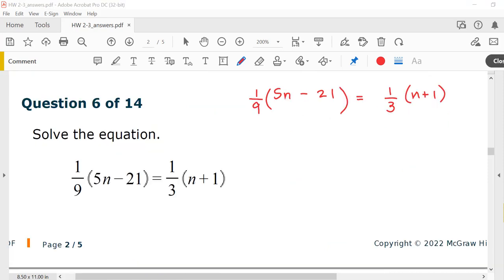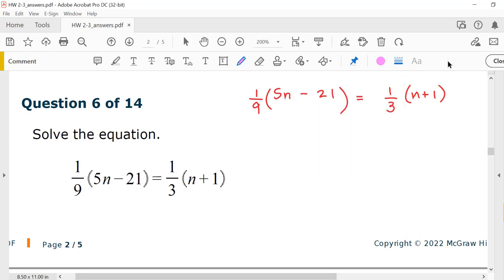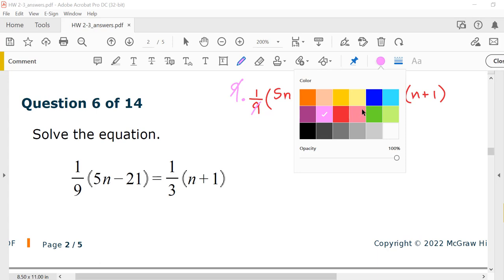Number 6. Solve the equation. 1/9 parentheses 5n minus 21 equals 1/3 parentheses n plus 1. Most of you are going to want to distribute those numbers out front first, and that's fine. But I'm going to show you there's a little trick here. If I were to multiply both sides, let's see, what number will 9 and 3 both go into? It's 9. If I multiplied both sides by 9, order of operations, I need to do this multiplication out here first. So 9 times 1/9 would give me 1.